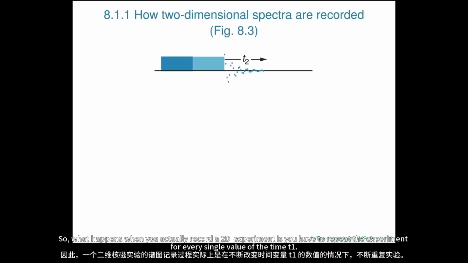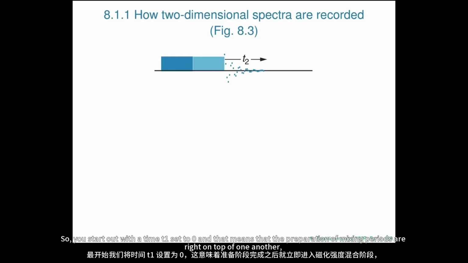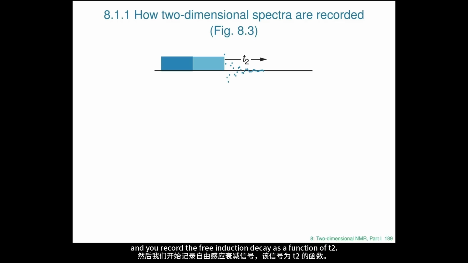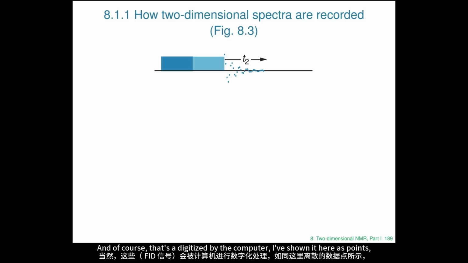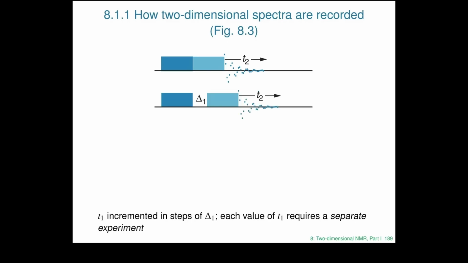So what happens when you actually record a 2D experiment is you have to repeat the experiment for every single value of the time t1. So you start out with a time t1 set to 0, and that means that the preparation and mixing periods are right on top of one another, and you record the free induction decay as a function of t2, and of course that's digitized by the computer. I've shown it here as points, and that's stored away in the computer. And that's your first experiment.